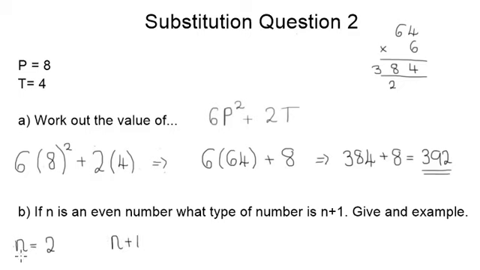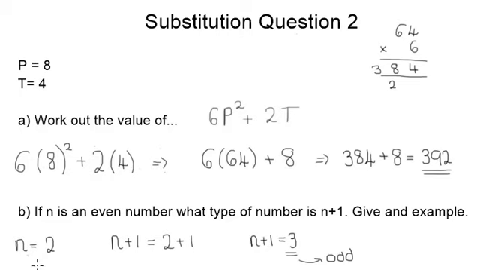Notice here that on the left-hand side, I've added 1. That means I've got to do exactly the same on the right-hand side. So we're going to have 2 plus 1. Okay, so I've added 1 to both of these sides. So n plus 1 is going to equal 3, which you can now see is what sort of number? Brilliant, it's an odd number.